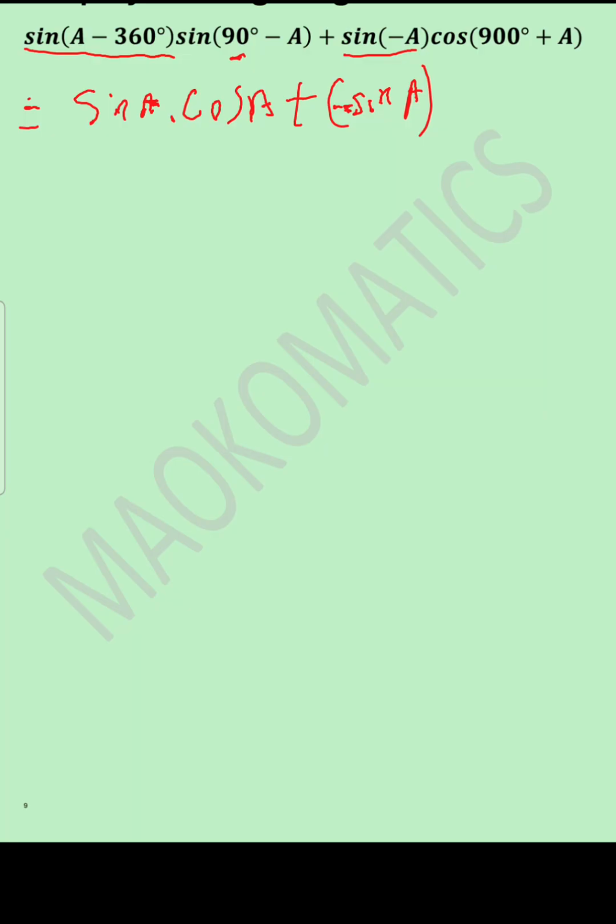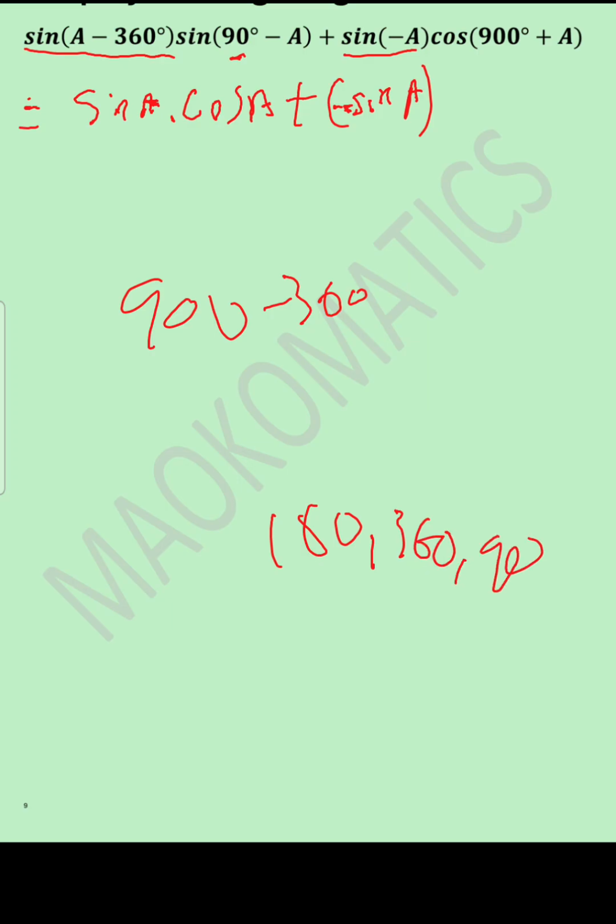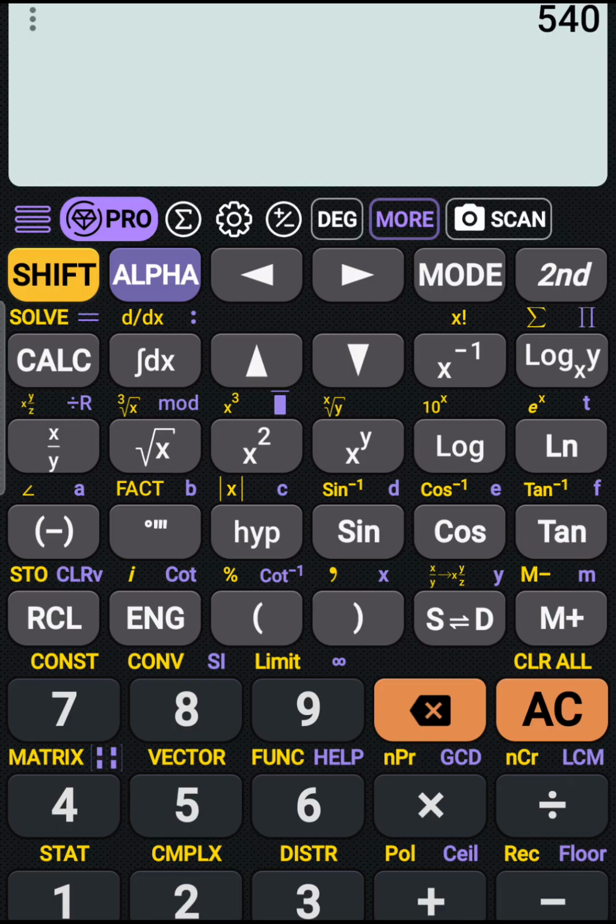Then cos 900. Here, this is 900. So if it is 900, it is an angle greater than 360. So you subtract 360 until you get 180, or 360, or 90, so that you can drop them. So let's do that in the calculator. Subtract 360 from it, you get 540. You subtract another 360, it becomes 180. Now this means the 900 is the same as 180.